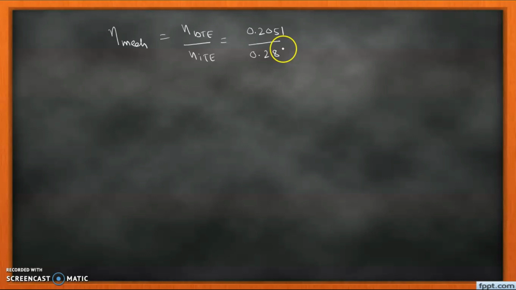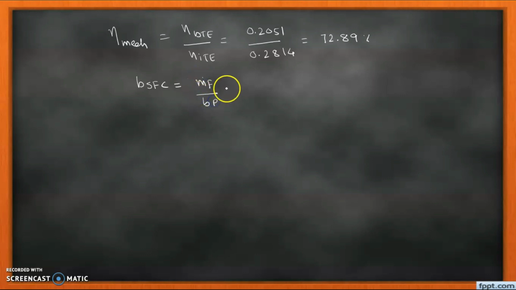Now students, from the indicated thermal efficiency and brake thermal efficiency we can calculate the mechanical efficiency. Mechanical efficiency is the BTE upon the ITE. The brake thermal efficiency is 0.2051 and the indicated thermal efficiency is 0.2814. So the answer for the mechanical efficiency comes to 72.89%.